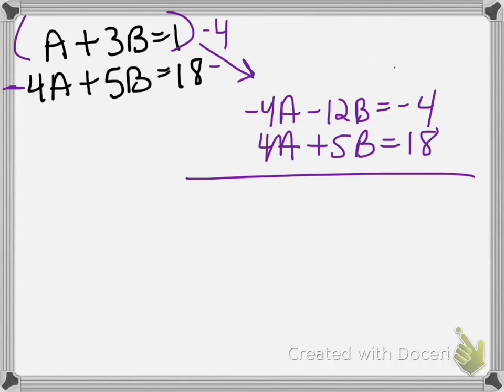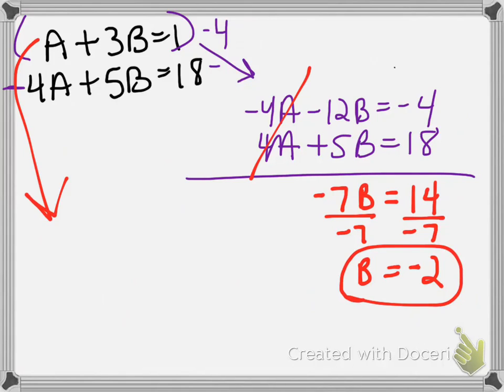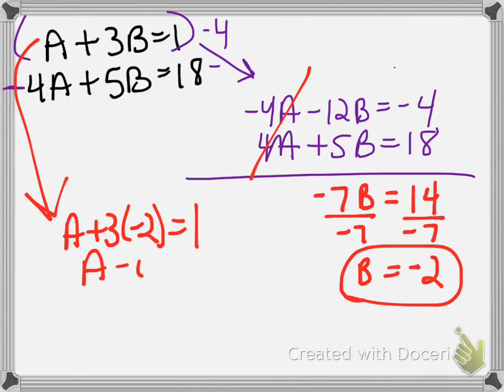When I add these straight down, the 4a's will cancel. I'm going to be left with negative 7b equals 14. Divide by negative 7, and my b is negative 2. So, now that I know that b is negative 2, I'm going to go and substitute back in. So I'm going to use this one up here and have a plus 3 times negative 2 equals 1, because that was the original equation. So a minus 6 equals 1, so a equals 7.